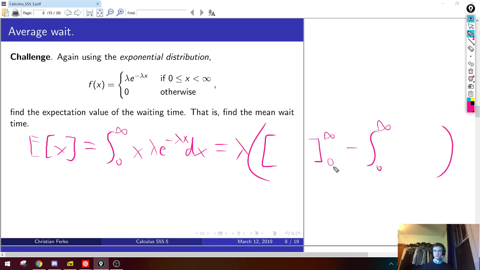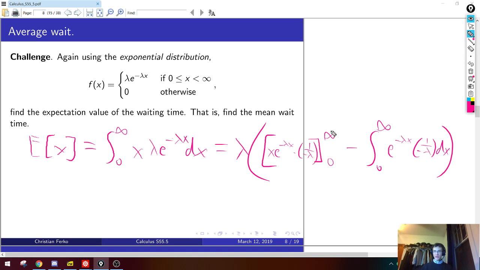In the brackets we have x times e to the negative lambda x times 1 over negative lambda. Good. And then minus the integral of, I guess, v du. So what goes under the integral? This is going to be e to the negative lambda x times 1 over negative lambda. The x goes away because it's just dx. Good.